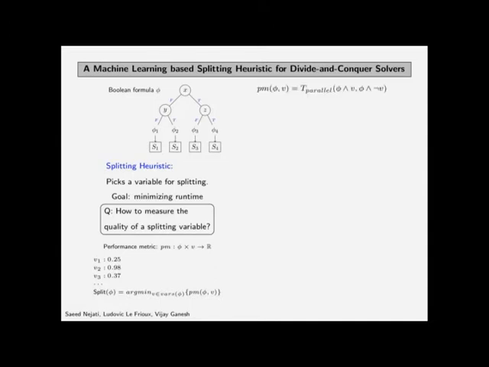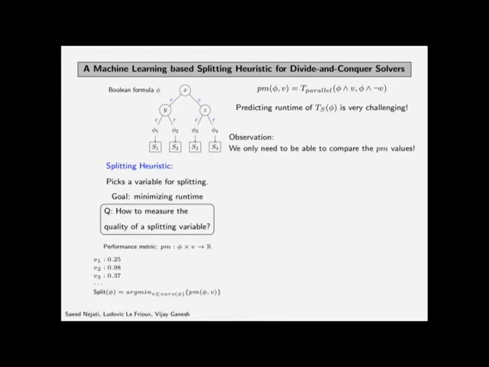In our work, we define the performance metric to directly be the runtime of splitting the formula phi over a variable v once and solving the resultant subformulas in parallel. But the problem with this formulation is that we need to know the runtime of solving phi and v, and phi and the negation of v. And in general, predicting the runtime of a solver over any general formula is a very challenging task.